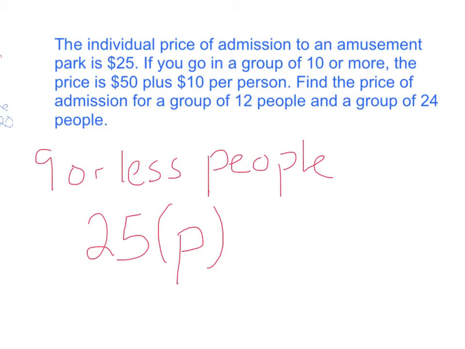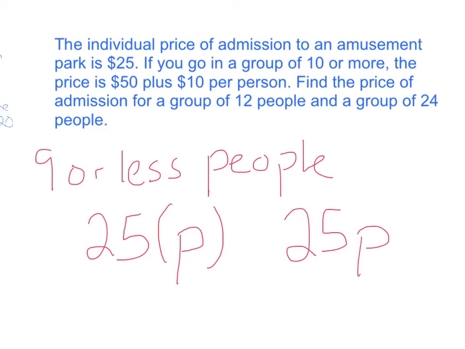You can choose to put it in parentheses or you can just leave it without parentheses. Either way would be correct because you're going to be multiplying. You could also have the star or the x or the dot, 25 dot p or 25 x p or 25 star p. Any of those mean the same thing. We're multiplying 25 times p because each individual person is going to pay $25.